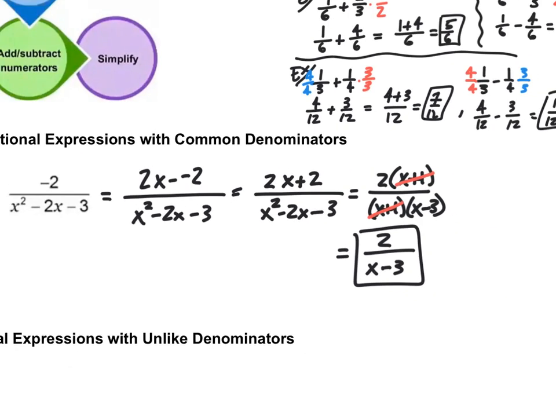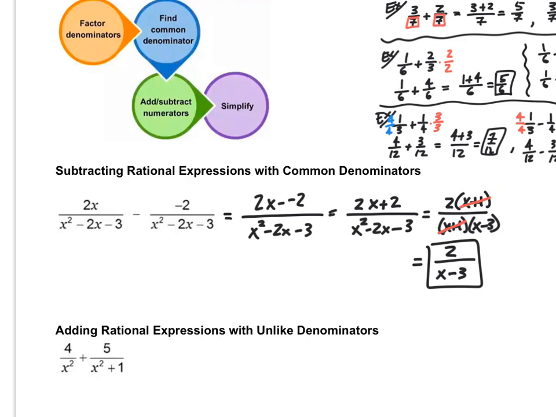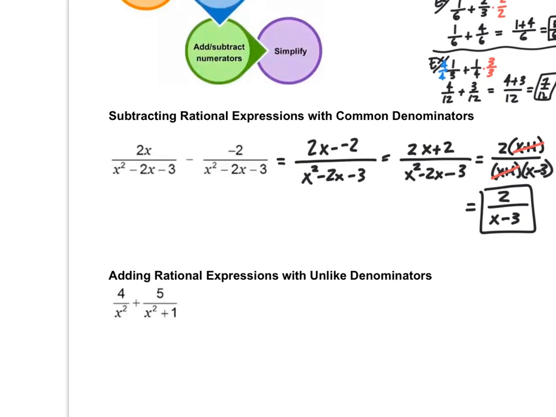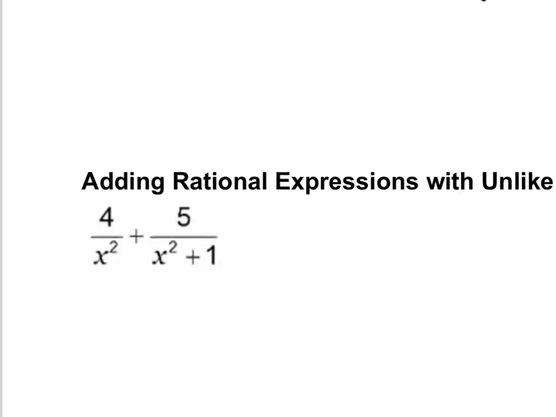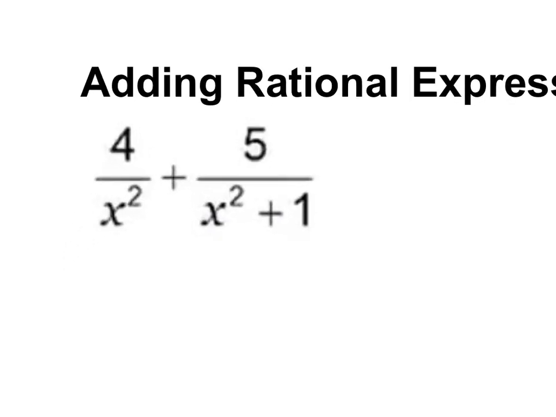Sometimes, and it just depends on your problem, because this one had a common denominator, I didn't factor until the very end, okay? So let's talk about something where we have unlike denominators, such as this one. Now, what I notice is that I have x squared down here in my denominator, and I have x squared plus 1. Now, x squared plus 1 I cannot factor, okay? And neither can I factor x squared.